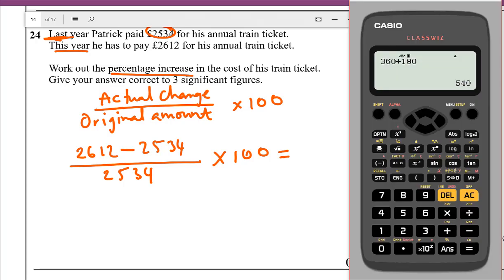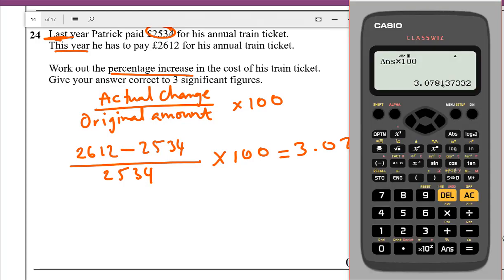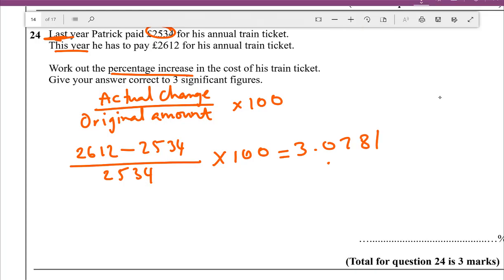And let's get a calculator. Clear the memory all the time so that you're not calculating with the answers in the memory. So 2,612 take away 2,534, that equals 78. Divide the answer by 2,534, the original amount, and then times it by 100. Change the fraction into decimal, and that gives us an answer of 3.078137. Up to here is fine.